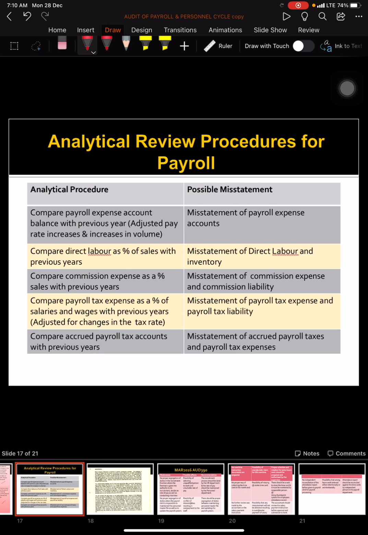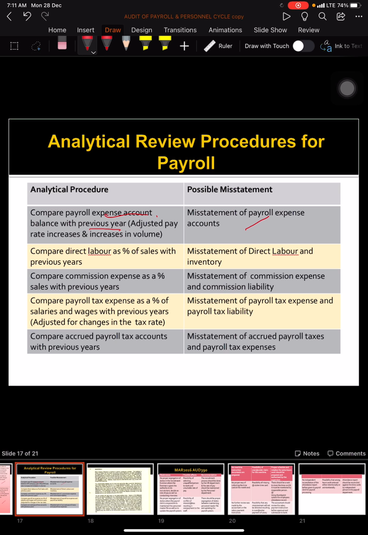Next one, what are the analytical review procedures for payroll? Number one, for the analysis, what you can do is compare payroll expense accounts, our expenses that you pay, with the previous year. We can see whether it is the same or not. If it is not the same, for what reason, and so on. So what is the possible misstatement? Misstatement of the payroll expense account.